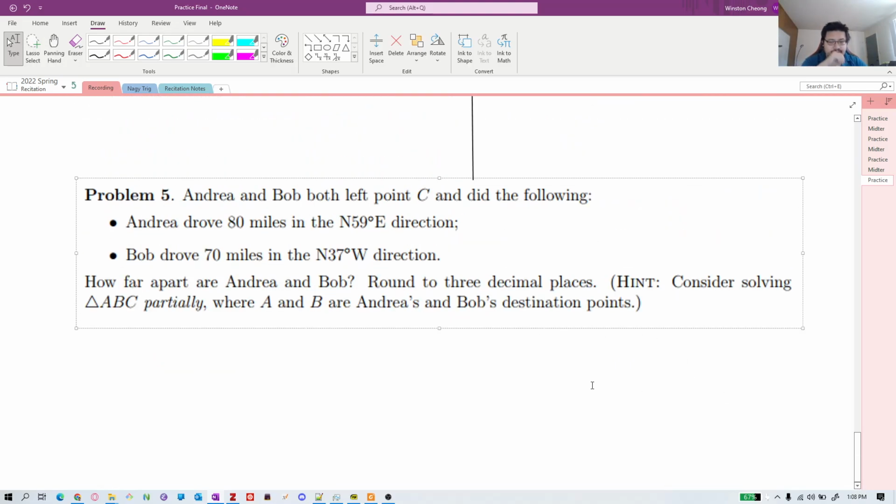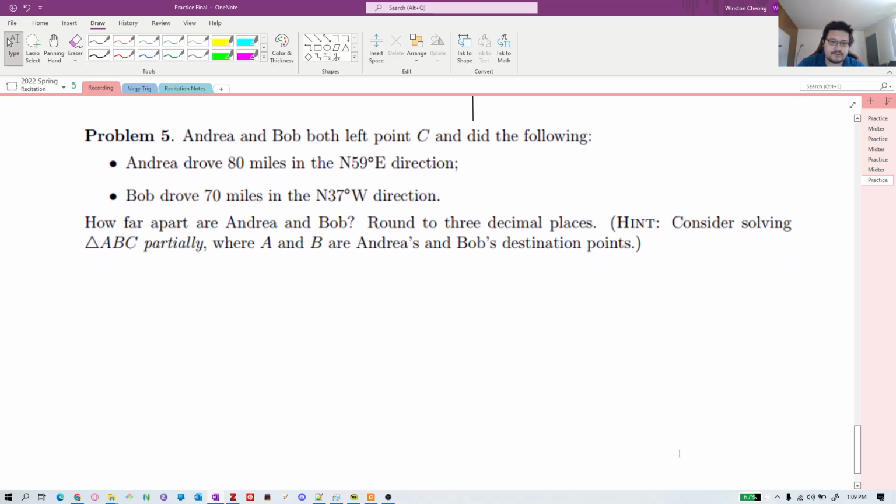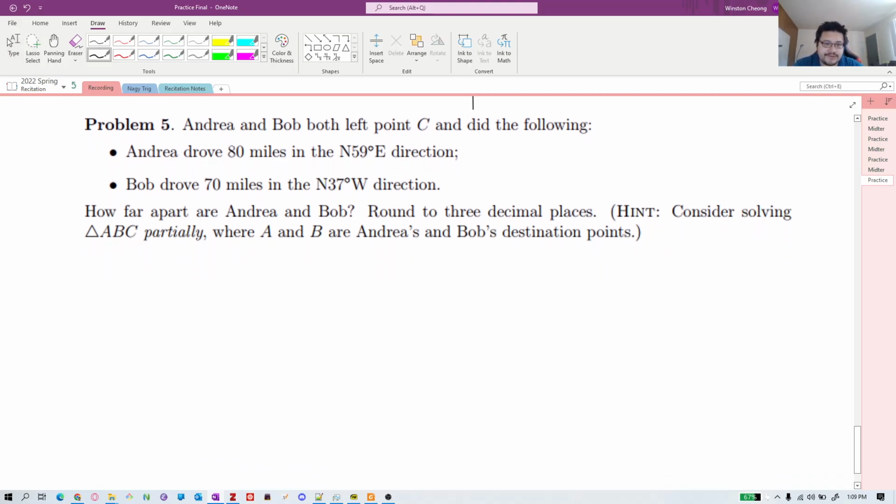Okay, so let's try to diagram out what's happening in this. Andrea and Bob are leaving a point C. They are going in different directions, different distances, and we want to find out how far apart they are afterwards. Rounding it to 3 decimal places, which makes sense because these angles are not standard or special angles.